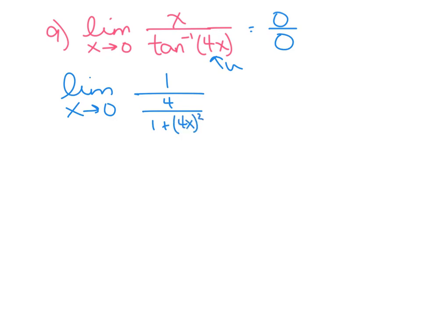All right, so now I'm ready to go ahead and plug in my 0 and see if that worked. So I still have a 1 on the top, and on the bottom I would have 4 over 1 plus 0 squared. So that would just end up being 1 plus 0, which is 1. 4 divided by 1 is 4. So we end up with an answer of 1/4.